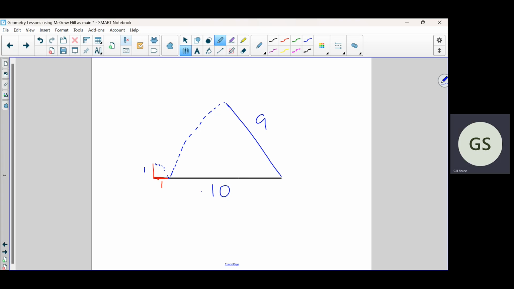So what needs to happen from there? What's a math word it needs to be? It doesn't need to be equal, which is the same thing as congruent. And these are not equal.